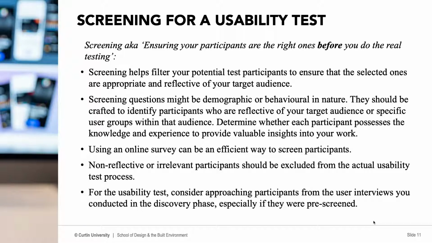Now, the screening part for a usability test is really the point where you're filtering your participants to make sure that they're the right ones. And then once you find the right ones, those are the ones that you carry into the real testing. Okay? So screening helps you to filter potential test participants to make sure that they are appropriate and reflective of your target audience. And that's something that's really important. You always need to try and make sure that as far as possible, the people that you're testing with are reflective of the target audience, because those are the people that you're trying to reach. And so if you can get some insight into their psychology and their thinking about the processes and the product, then that's actually going to help you to design a better product.